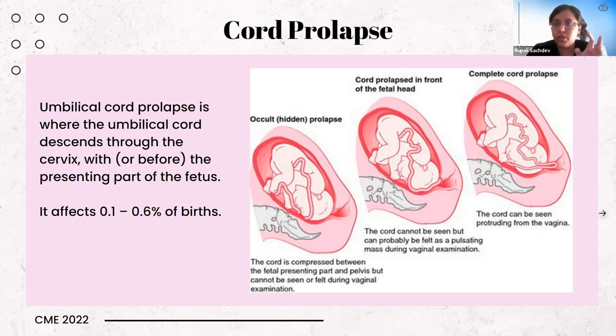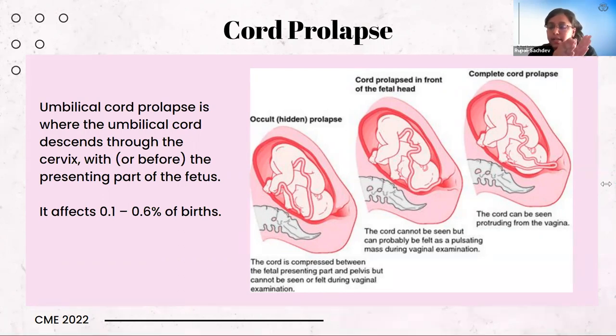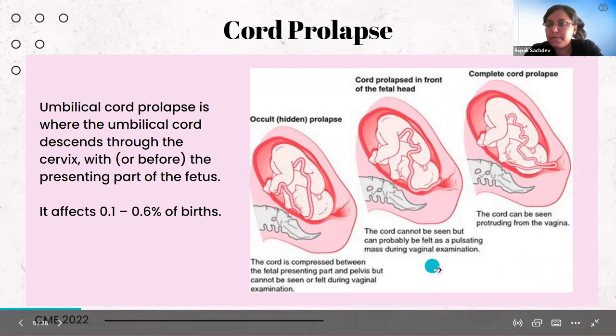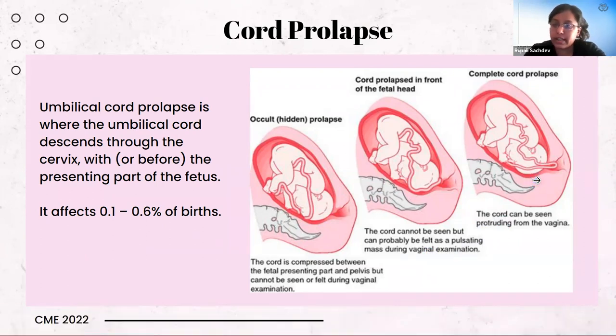It is of three types. You have something called occult prolapse, or hidden, where the cord is compressed between the presenting part and the pelvis, and it cannot be felt or seen during vaginal examination because the cord is down low, but it's not up to the os where you actually palpate and do vaginal examination. The second is cord prolapse in front of the fetal head. The cord has prolapsed, it's in front, and can be felt as a pulsating mass during vaginal examination. Whereas in complete cord prolapse, the cord can be seen protruding from the vagina itself. So these are your three types of cord prolapse.